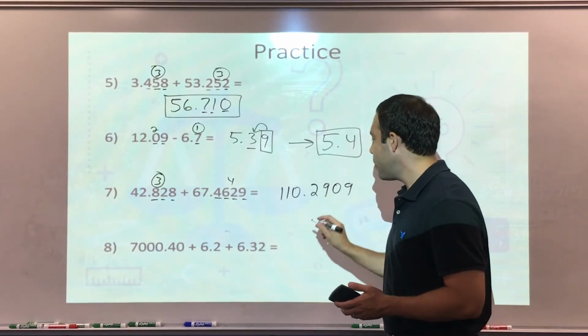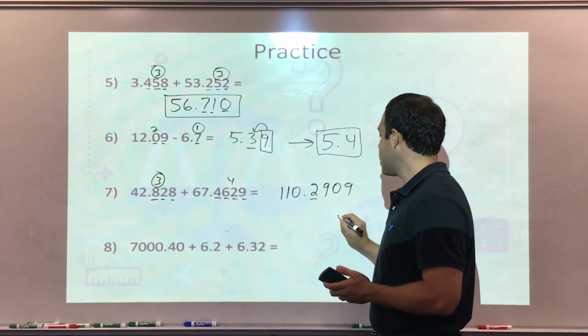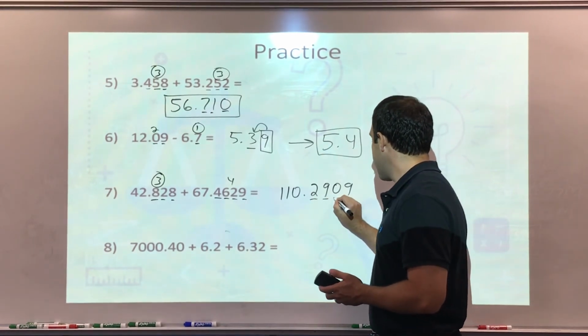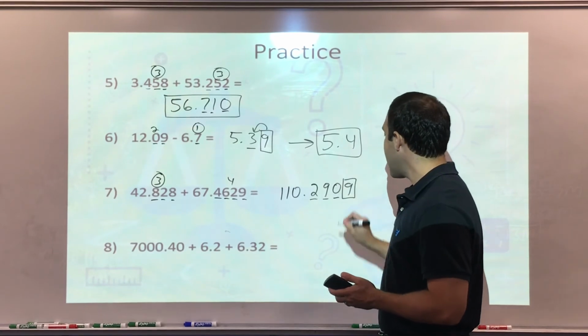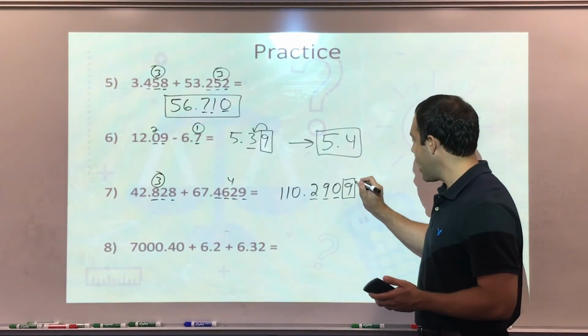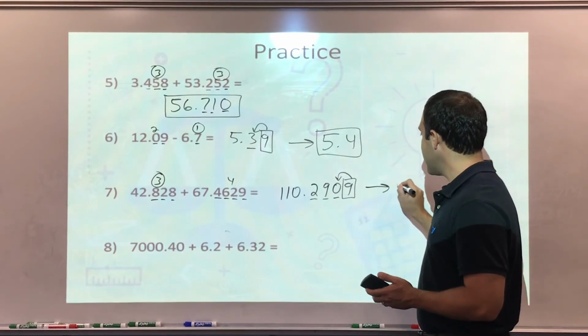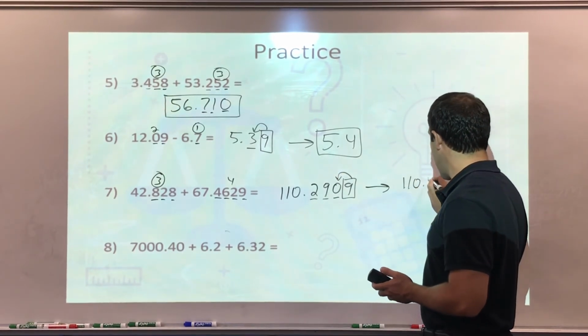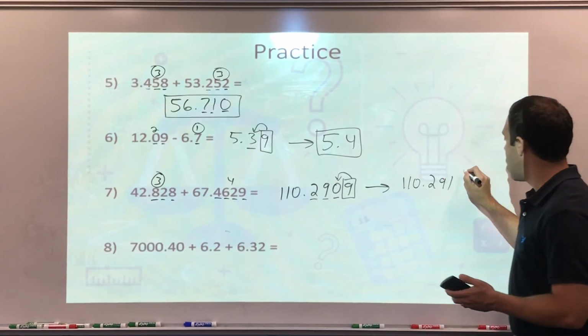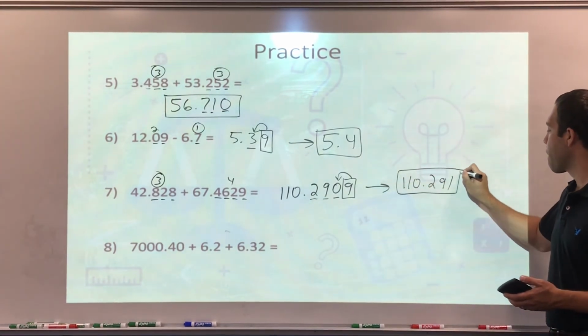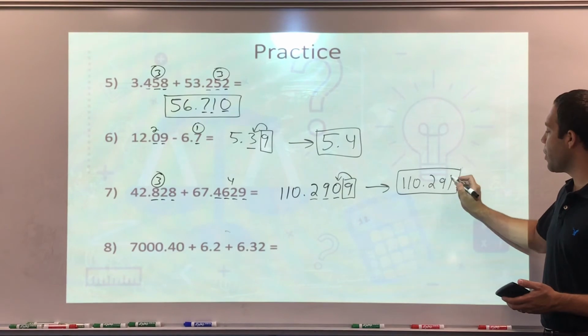Round to 3 decimal places. So we start with the 2. That's our first decimal place. 1, 2, 3. Put a box around the next number, which is a 9. Higher than 5, so we round up. Our final answer, 110.291. With 3 decimal places.